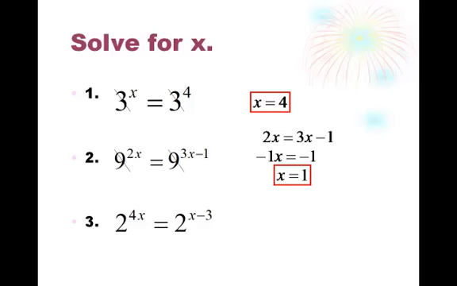Okay, cancel your bases of 2's, and we have the equation 4x equals x minus 3. Subtract the x to the left side to get 3x equals negative 3, and now divide by 3 to get x equals negative 1.